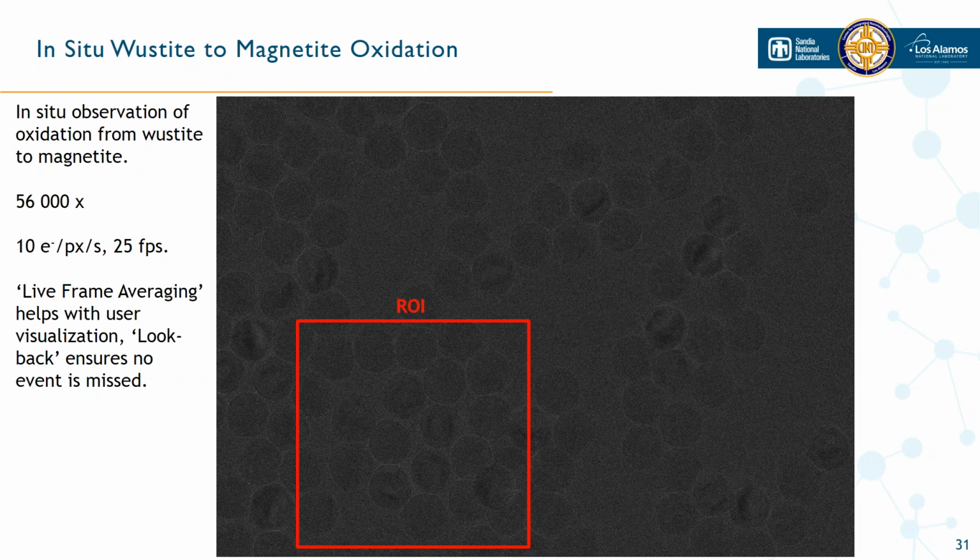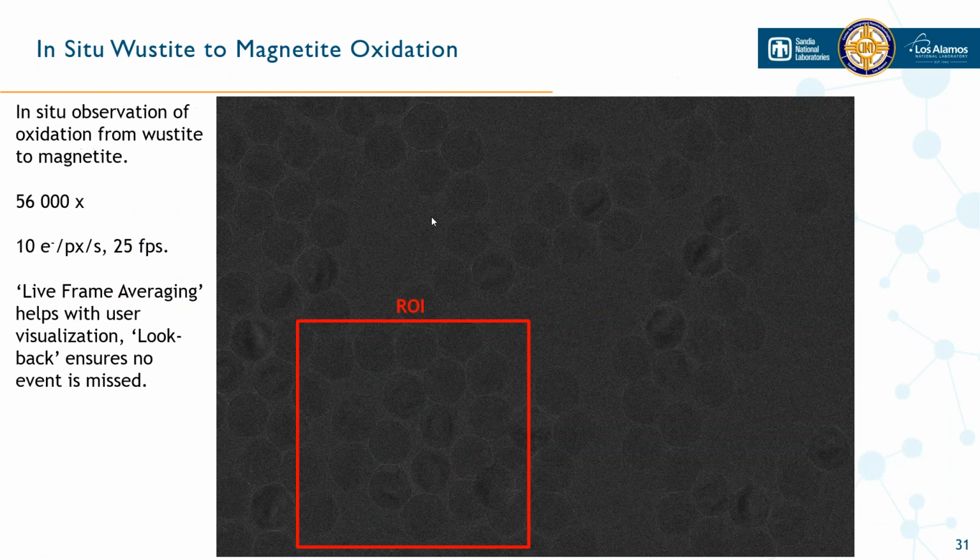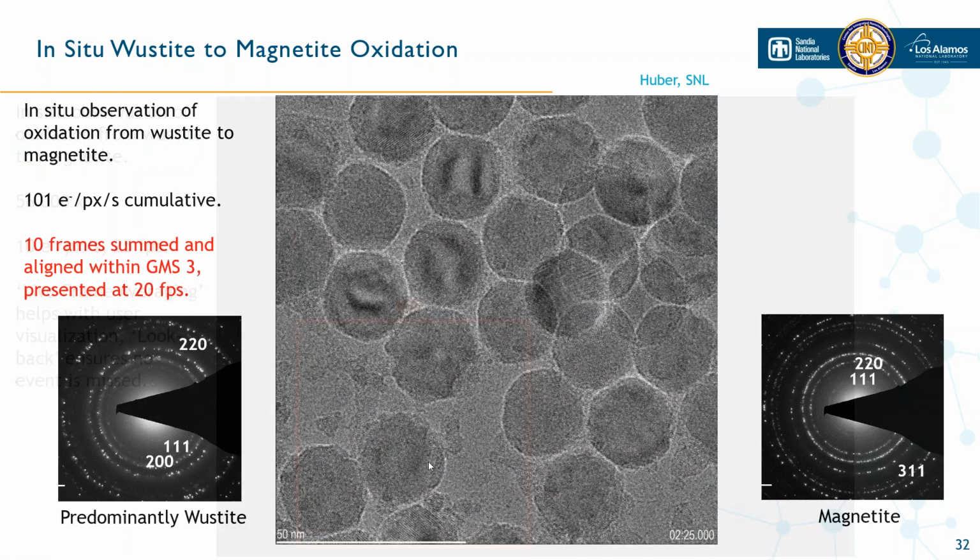So here we're watching the in-situ transformation of wüstite under an oxidative environment in the TEM at temperature. Again, just to reiterate, this whole field of view, all this data is sitting there and has been captured, so tens of particles, but we're just zeroing in on this region of interest here.